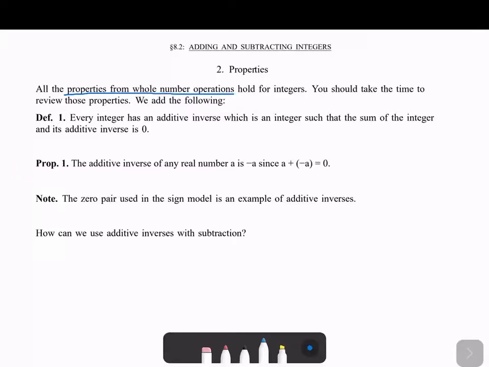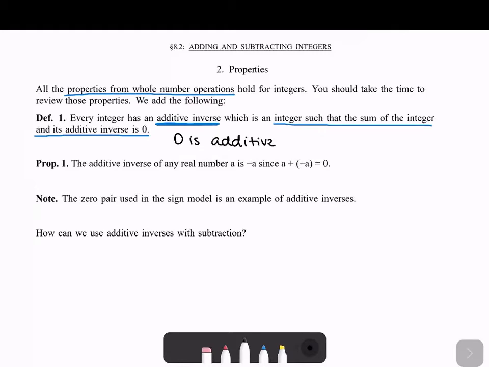Okay, so go back and review those, but we're also going to talk about something called inverses, and we haven't talked about this so far, I believe. So every integer has what we call an additive inverse. And all that is, is an integer such that the sum of that integer and its inverse is 0. So remember that 0 is what we call the additive identity.